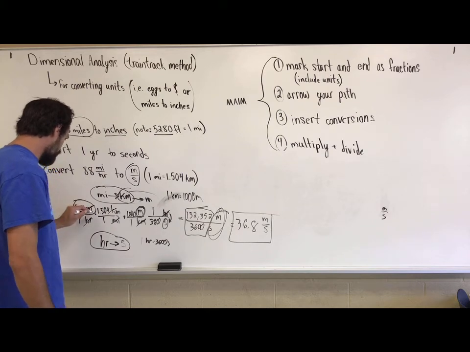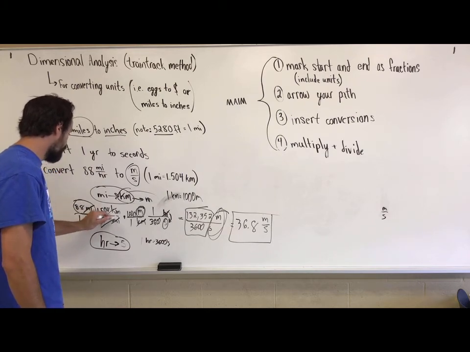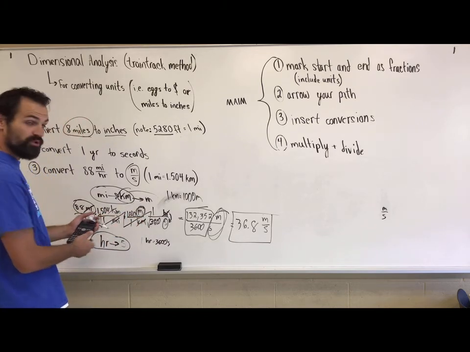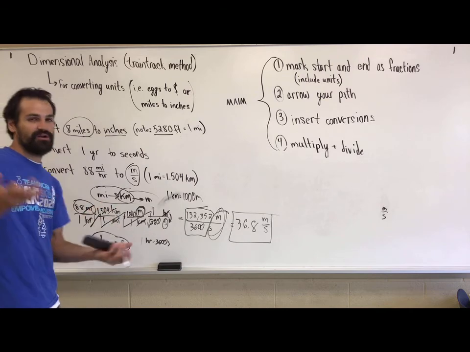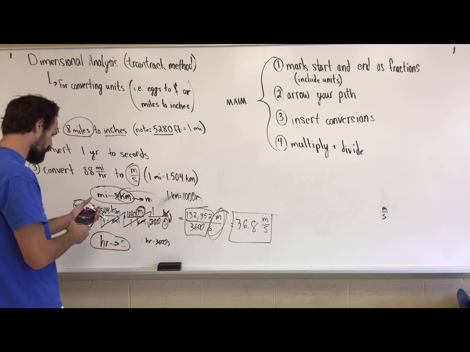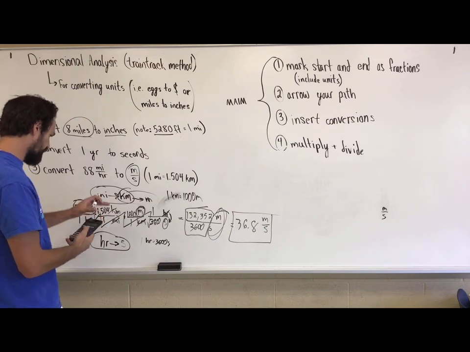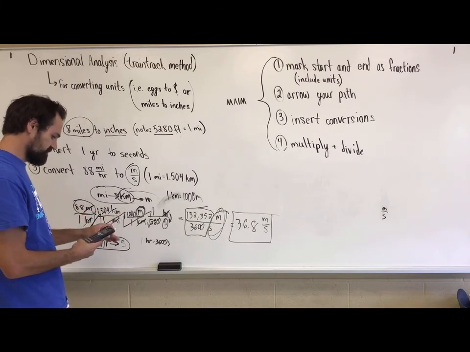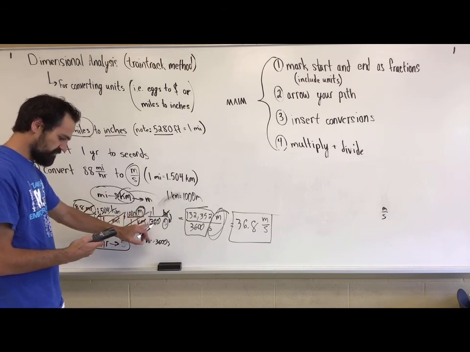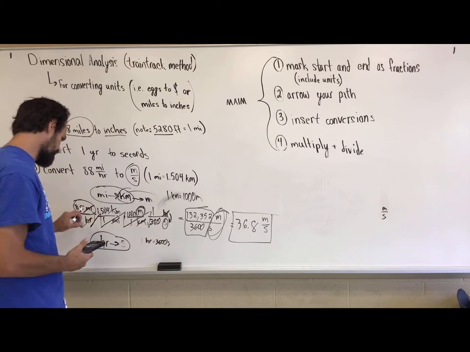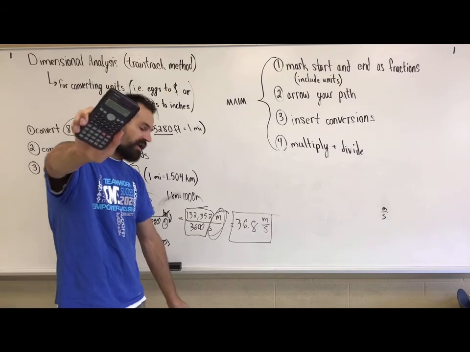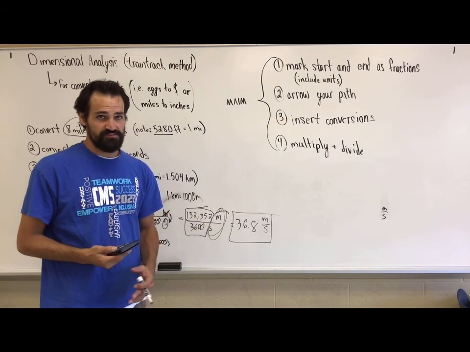You take your first number, divide, multiply, divide, multiply, divide, multiply, divide. So what that looks like is 88 divided by 1, and obviously you can skip the 1s, but then multiply by 1.504, divide by 1, multiply by 1,000, divide by 1, multiply by 1, divide by 3,600. And this is sometimes called the zigzag method. Either way is fine, and you still get 36.8 meters per second.